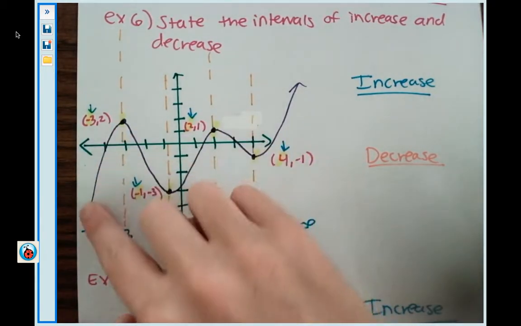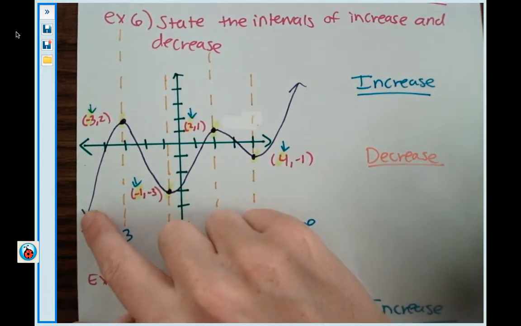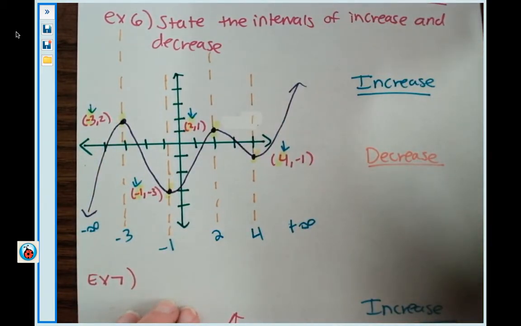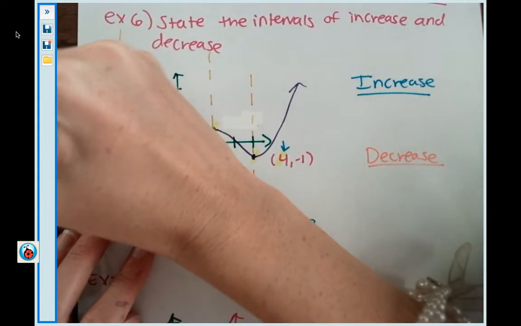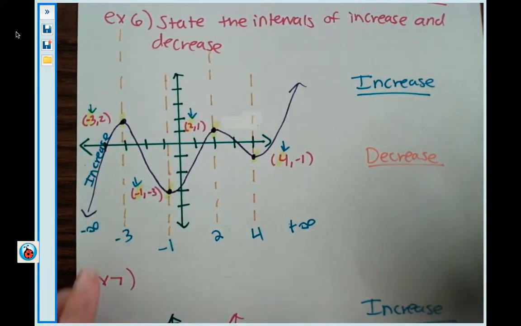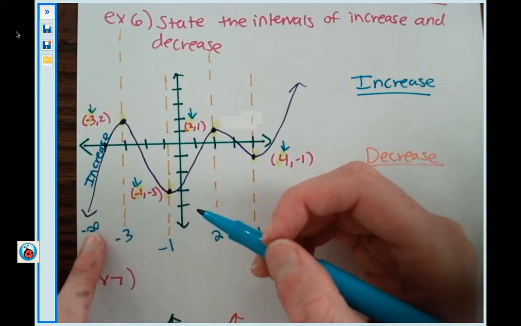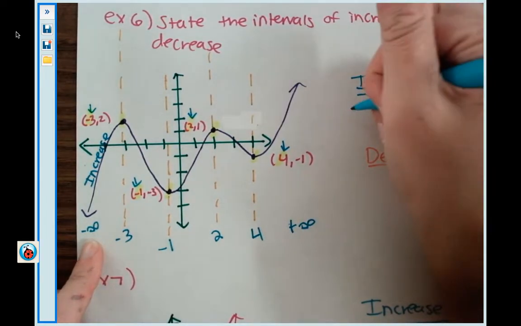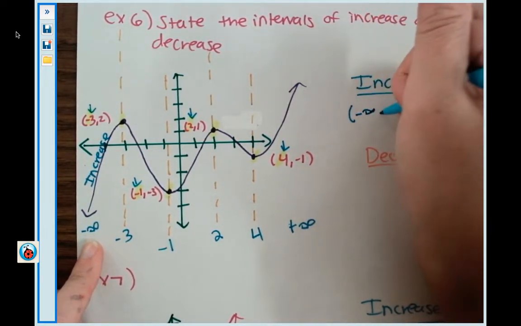So I'm going to look at this first interval right here, which when I trace my pencil from left to right, I am headed in an upward motion. So this right here is an interval of increase. So this is increasing, which this interval, the lower bound, or the one that's on the left, is negative infinity. So guess what, you guys? I'm going to throw a negative infinity in there.